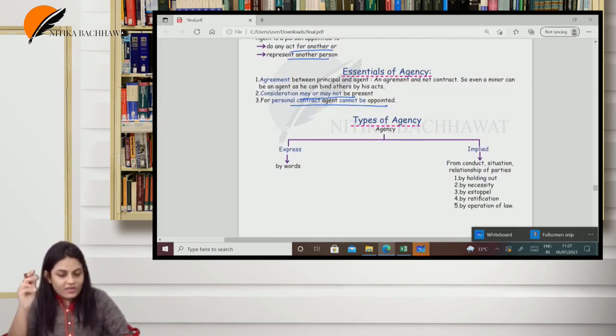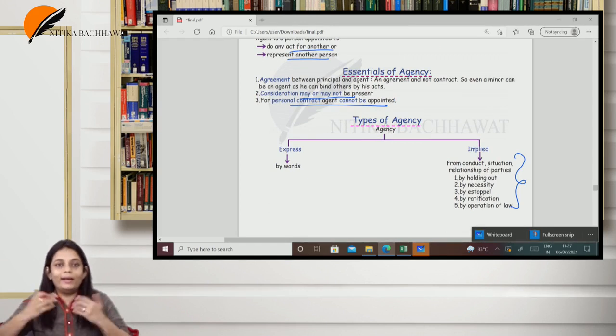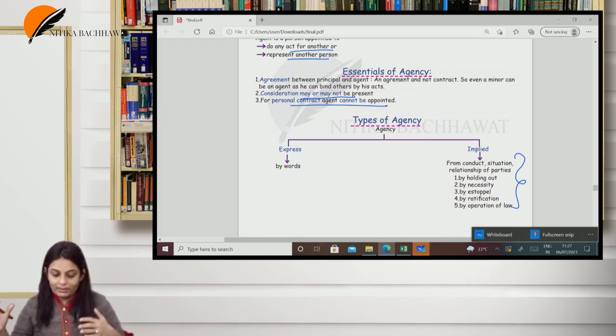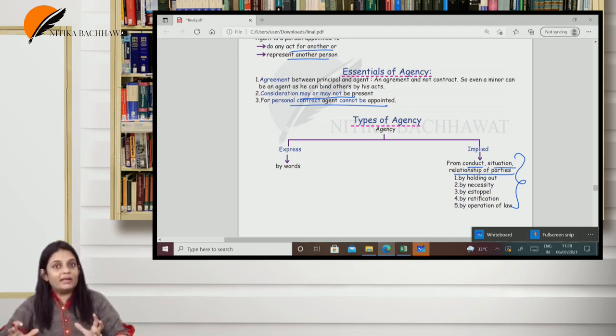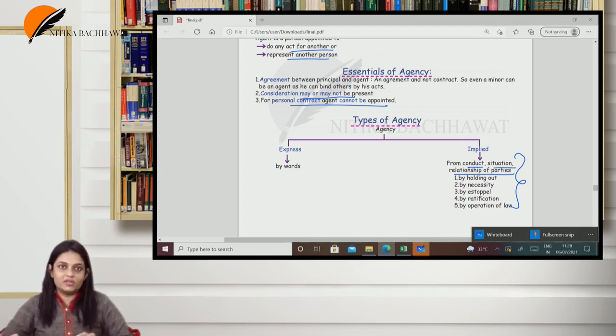There are two types of agency. Implied agency is a huge one, and you can get questions from that quite a lot. Express simply, I tell you, please be my agent. That's it. Implied is, I am not telling you to be my agent, but the situations or conduct or the relationship of the parties suggests the existence of an agency.